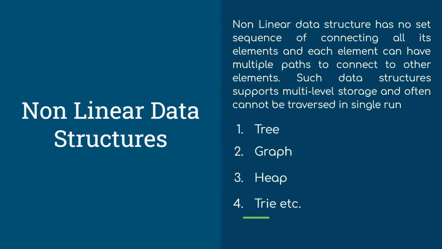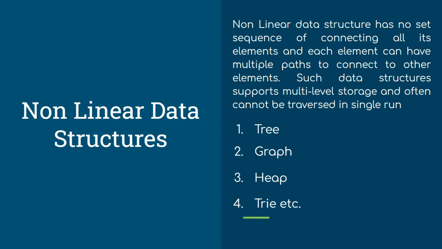Fine. So let's move on to the next slide, that is non-linear data structure. A non-linear data structure has no set sequence of connecting the data elements, and each element can have multiple paths to connect to other elements. Such data structures support multi-level storage and often cannot be traversed in a single run. The examples are tree, graph, heap, trie, etc.